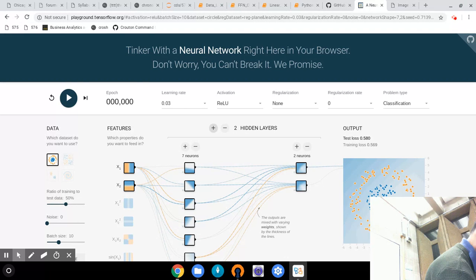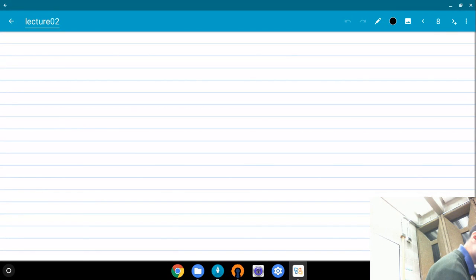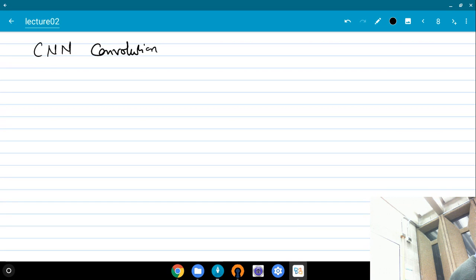So that was that. Let's go back to what we want to discuss now in the next 50 odd minutes. We're going to discuss convolutional neural networks. Okay, and for that we actually needed the pictorial diagram.